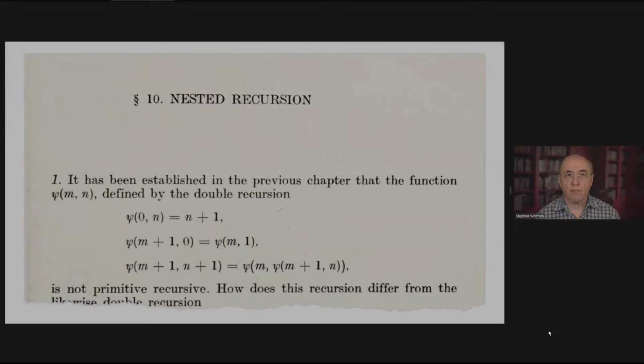A whole chapter on nested recursion. But despite the many specific, mostly primitive recursive functions discussed in the rest of the book, this chapter doesn't stray far from the particular function Ackermann defined, or at least Peter's version of it.